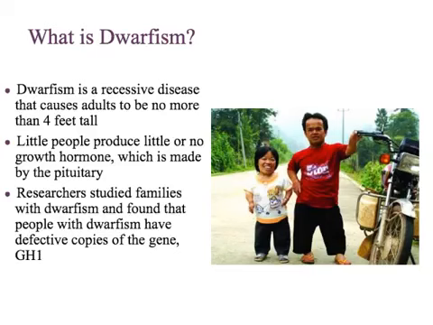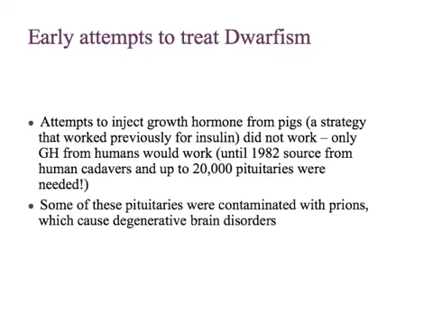Dwarfism is a recessive disease that causes adults to be no more than 4 feet tall. The reason these little people are so short is because they do not produce the growth hormone, that protein. The gene they have for the growth hormone protein is mutated, so they don't make it properly. More specifically, the gene that is mutated is the GH1, or growth hormone 1, gene. Because they don't have a working copy of this gene, their pituitary gland does not produce growth hormone, so they do not grow very tall. There were a lot of early attempts to treat dwarfism.